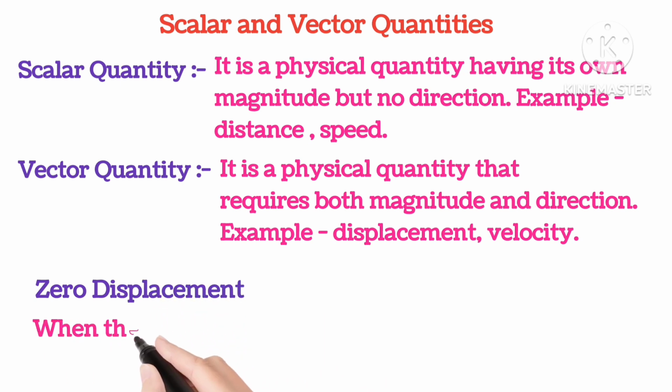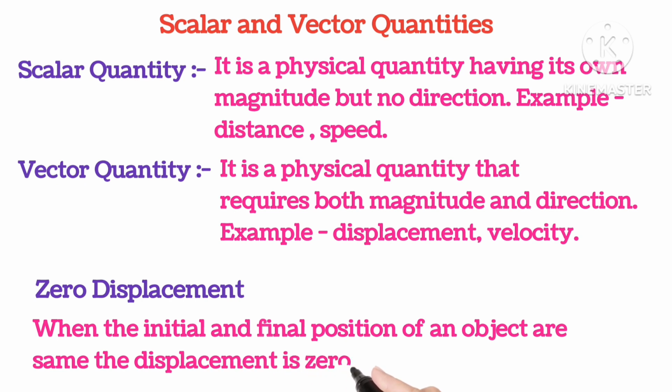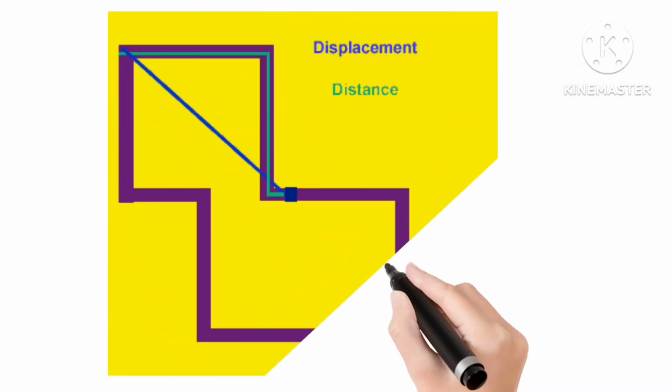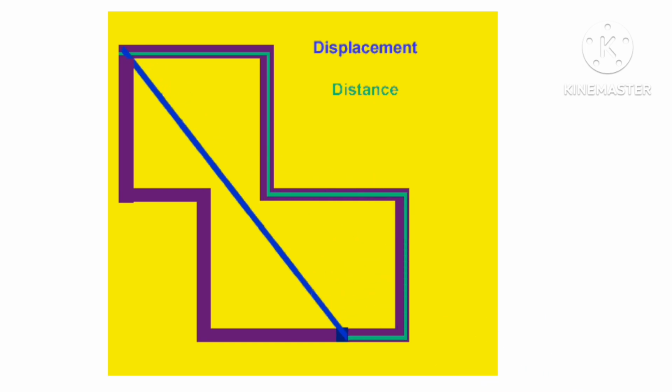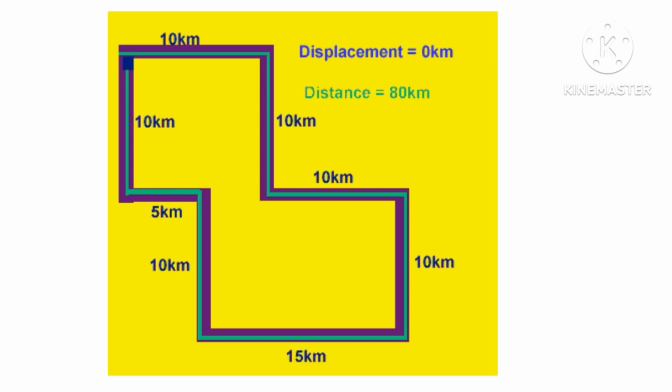Zero displacement. When the initial and the final position of an object are the same, the displacement is zero. So here you can see the blue line represents the distance covered by the object, that is 80 kilometers, and the displacement here is 0 kilometers.